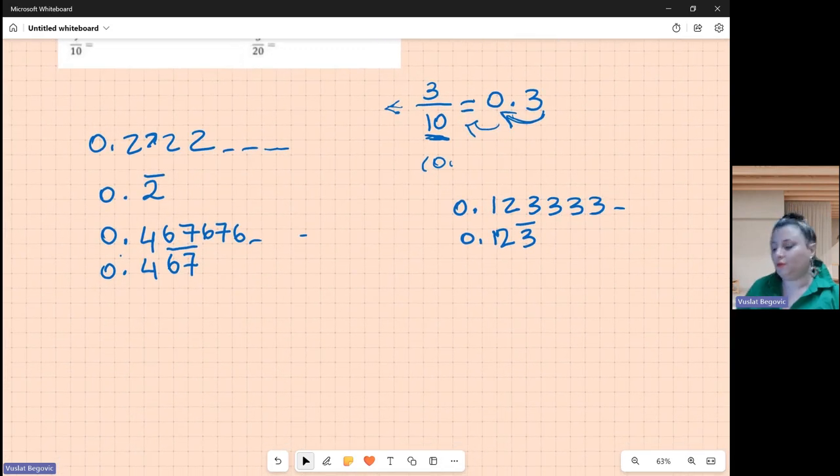Then the most famous one, though, 22/7. What is this number? This is pi. We all love pie.